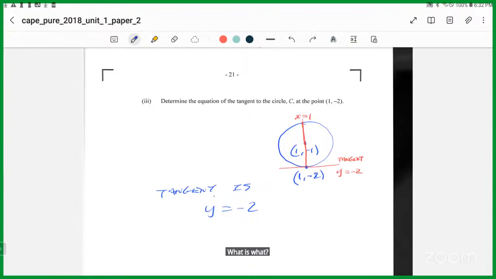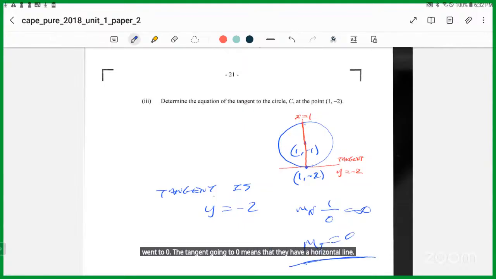Yes, sir. In pure maths, they like to set these vertical and horizontal line questions, where if you calculate the gradient, for example, you get infinity. So if you try to find the gradient of the normal right now, the difference between this and this is 1. So you're going to get 1 over 0, which is infinity, for the gradient of the normal. If the normal's gradient is infinity, then the tangent gradient is 0. A tangent gradient of 0 means that you have a horizontal line passing through this point.